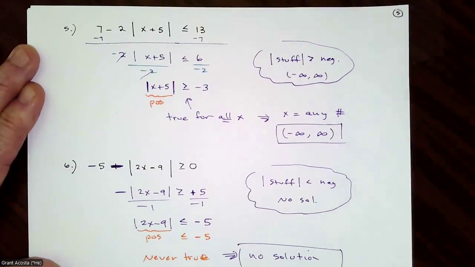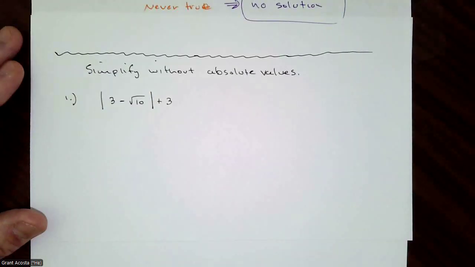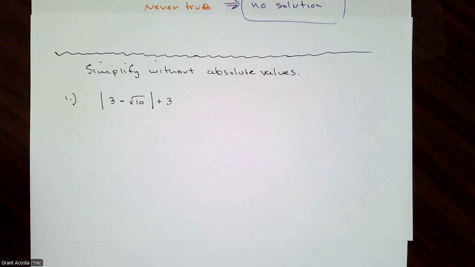Last thing on absolute values, these are not equations. This is more about just simplifying things without absolute values. Here we have an expression, 3 minus the square root of 10, absolute value of that plus 3. So here's what I mean by that.